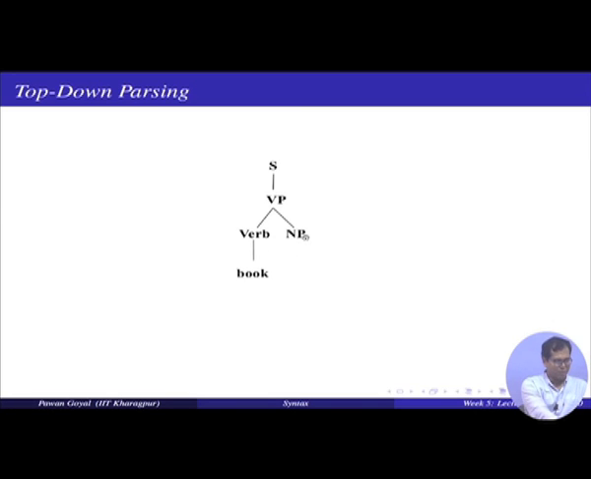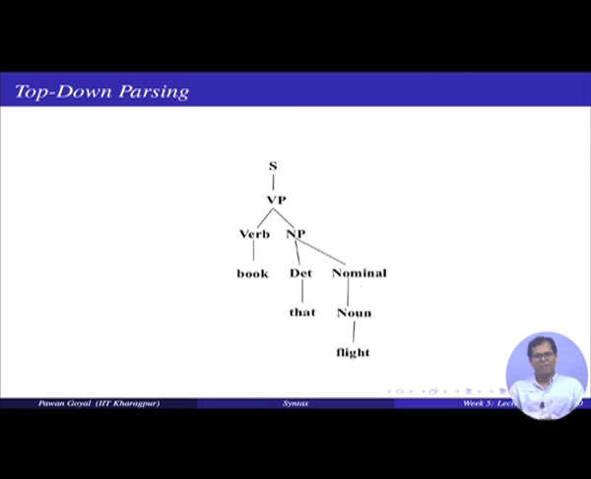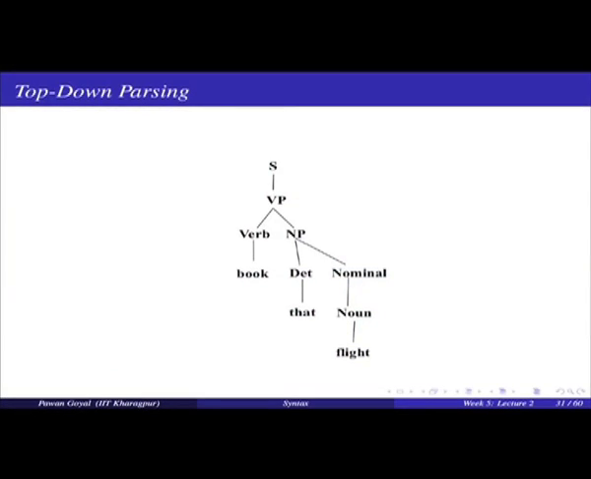Well, now from NP, I have to get that flight. Now again from NP I can get pronoun. Pronoun cannot give me that. Then I can get proper noun. It will also not give me that. Then from NP I can get determiner followed by nominal. Okay. And that is a determiner. And from nominal I can go to noun and this can give me flight. So that means by doing all this exploration systematically, I can come up with a parse tree that starts from S and exactly covers these leaf nodes, book that flight in my input.